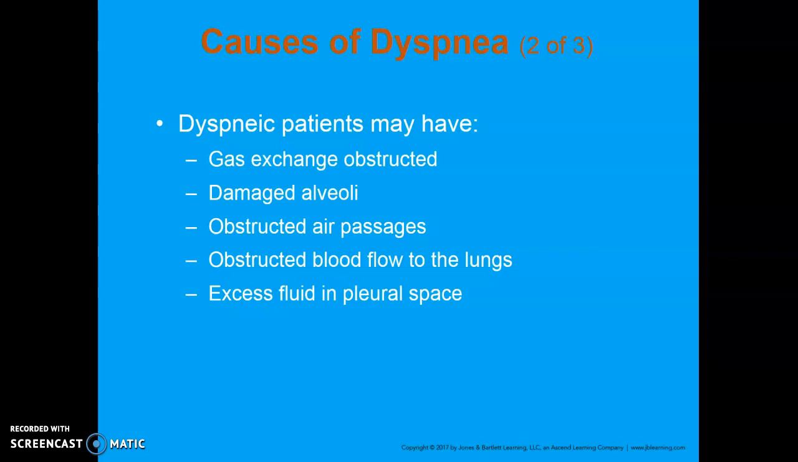It can be that the alveoli are damaged and can't transport gases properly across their own walls. It could be that the passages are obstructed. This can be by muscle spasm, mucus, or if they have a weak, floppy airway wall. Blood flow itself could be obstructed to the lung by blood clots, which obviously is going to hinder the ability to exchange. Or the pleural space could be filled with air or excess fluid, so your lungs can't properly expand.